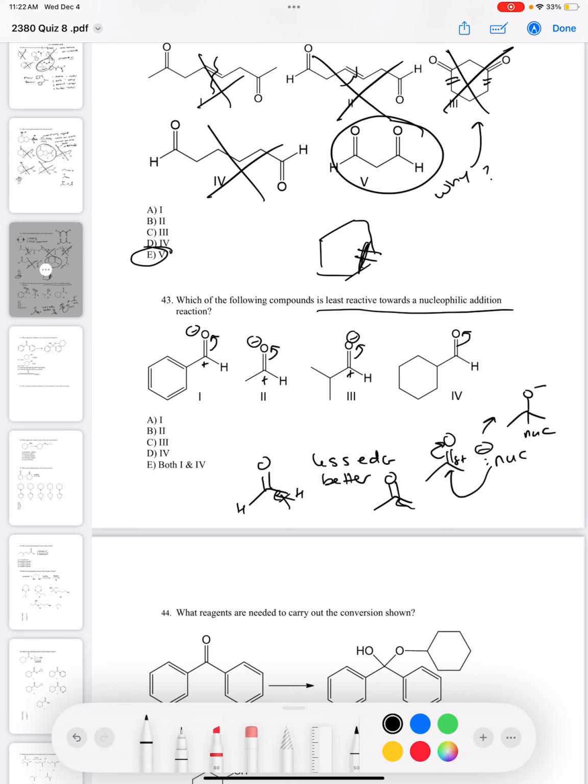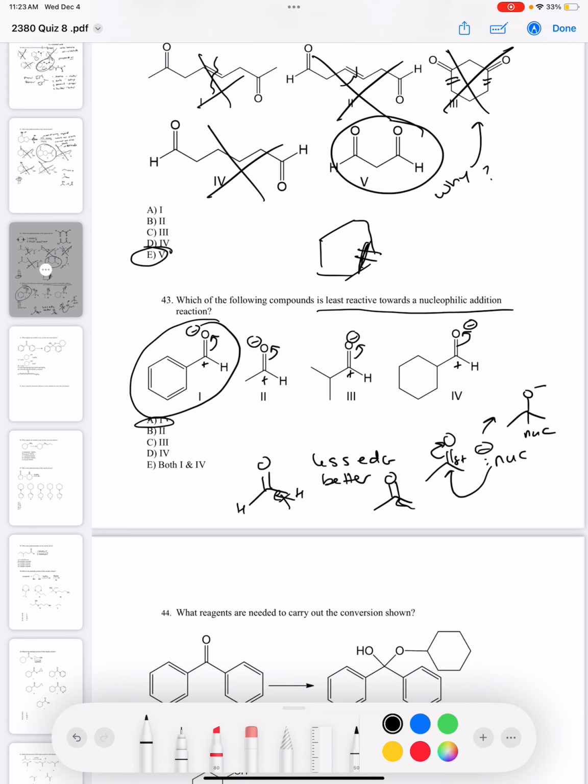And for all of these without resonance, if we had less electron density, then that would be more nucleophilic, and it would be less sterically hindered. But I think I'm drawn to this one right here because I think that the carbocation would be more stable. So my answer would be A.